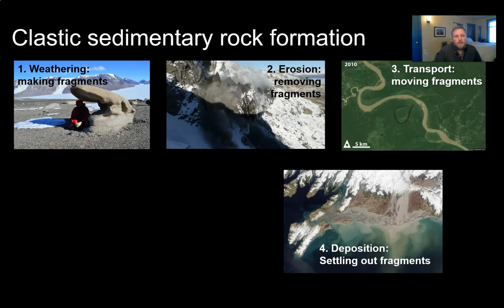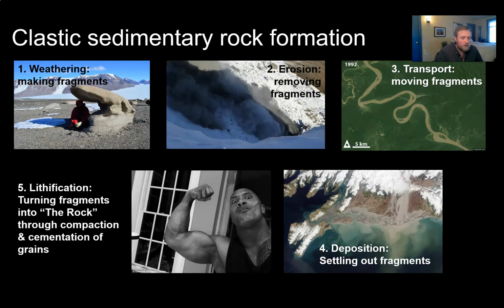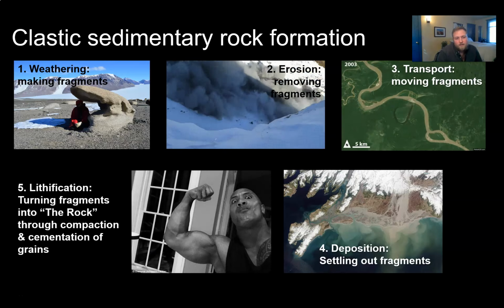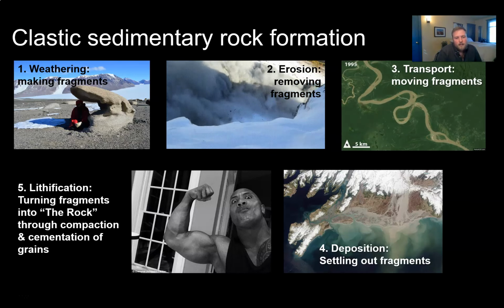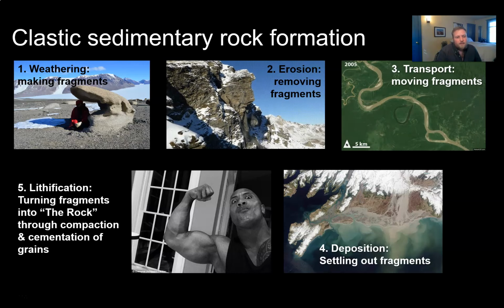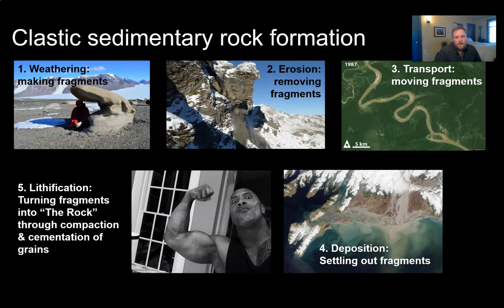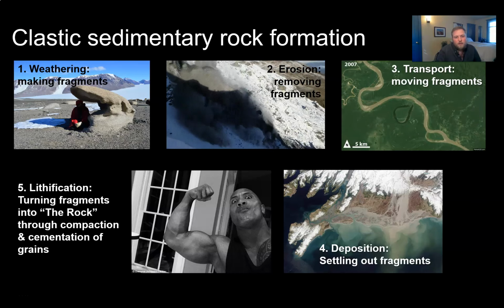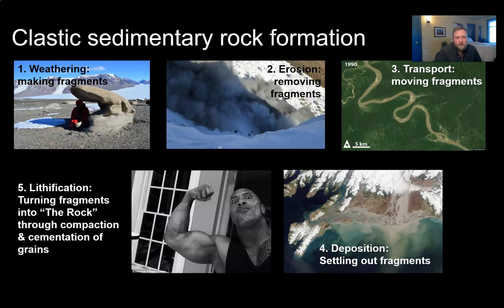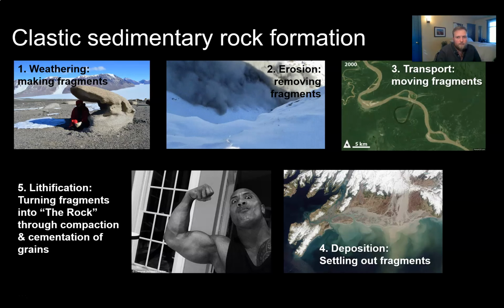Okay, so we still are not at the rock phase. So in order to make it a rock, we have to have lithification. And that is the process by which these clastic sediments or fragments are compacted by sediments that lay down on top of them and then cemented together between grains. And that's how you end up with a clastic sedimentary rock.